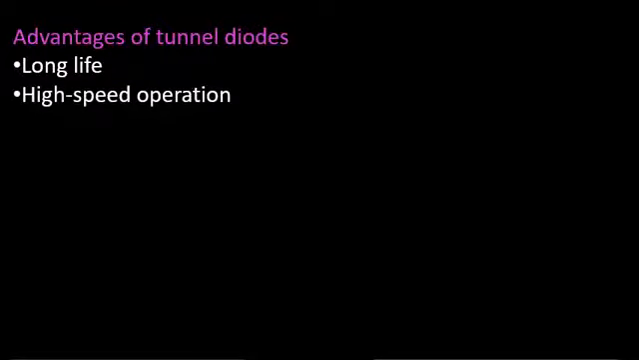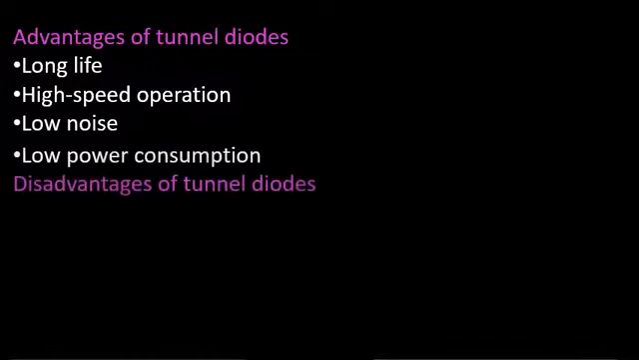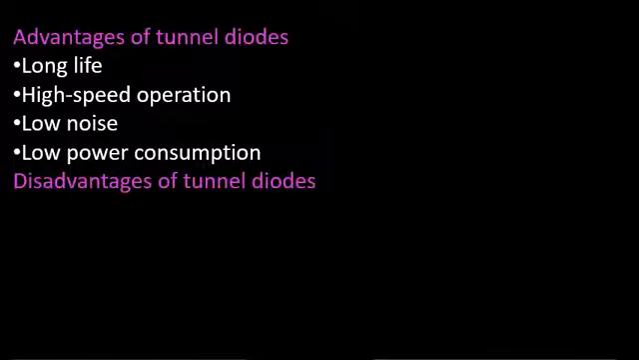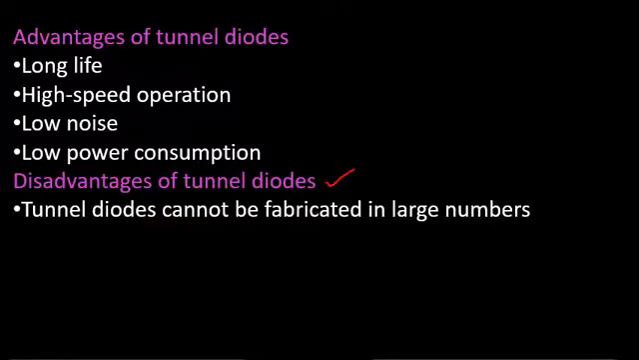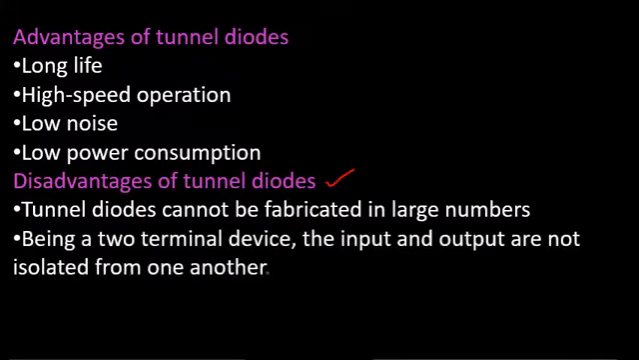So what are the advantages of the tunnel diode? It has a long life. It is used in high speed operation, and it has low noise and low power consumption. And what are the disadvantages of the tunnel diode? The first disadvantage is that tunnel diodes cannot be fabricated in large numbers. Secondly, being a two-terminal device, input and output are not isolated from each other.